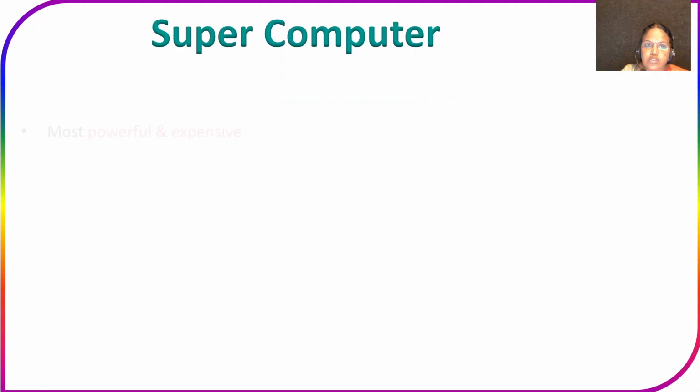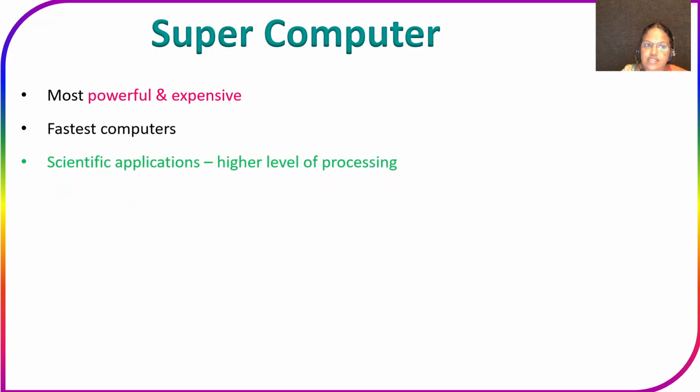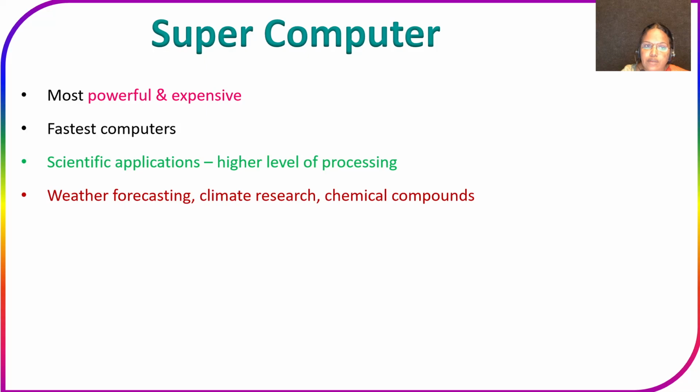Next we are going to see the supercomputer. A supercomputer is more powerful and expensive. It is the fastest computer. It is used in scientific applications where a higher level of processing is required.